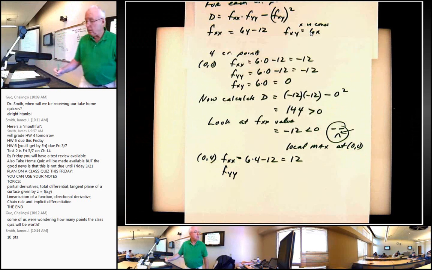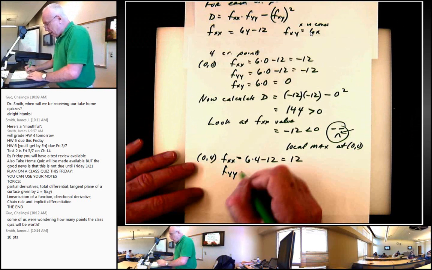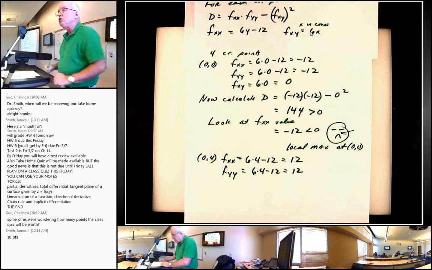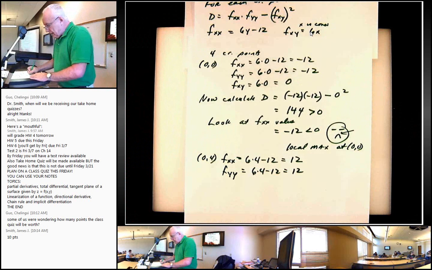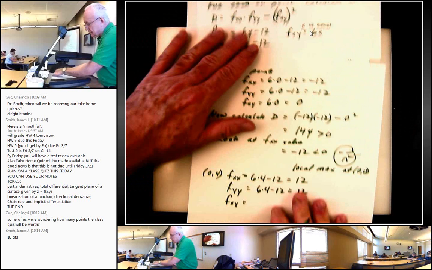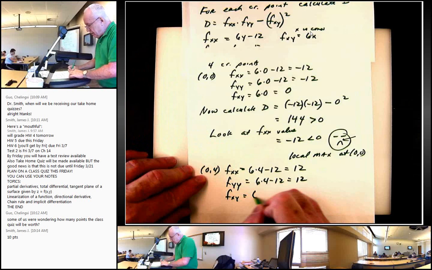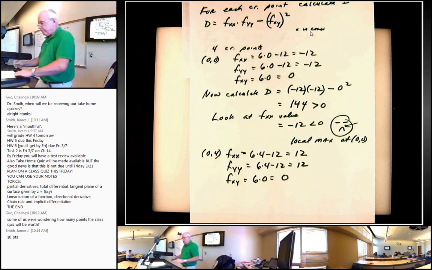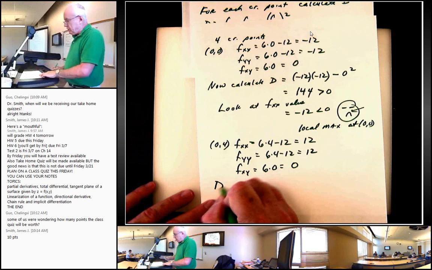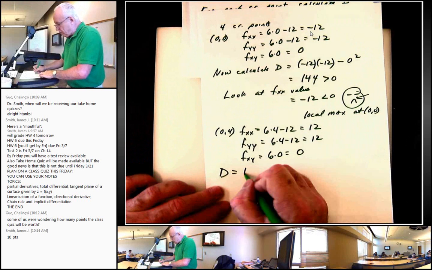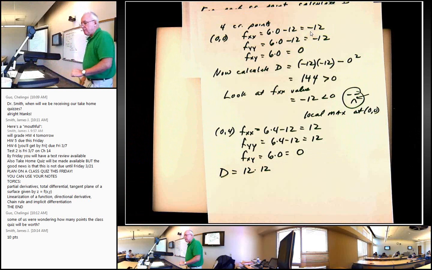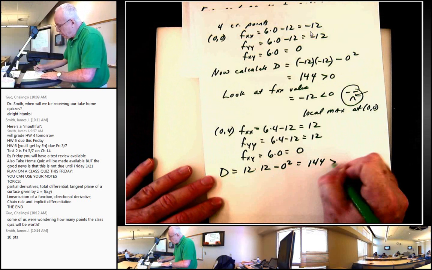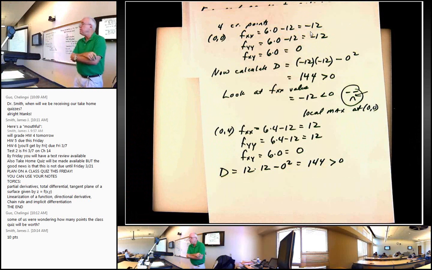fyy was also 6y minus 12, so that's 6 times 4 minus 12. That's also equal to 12. And then fxy was 6 times x, but x is 0, so that's 6 times 0. This is 0. All right. Then we calculate our D. We have 12 times 12, fxx times fyy, minus 0 squared. So again, we get a positive value for the D.